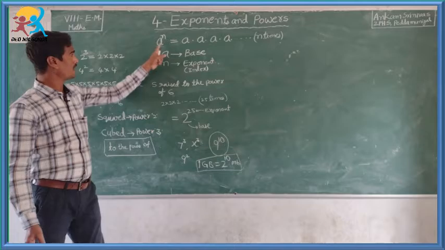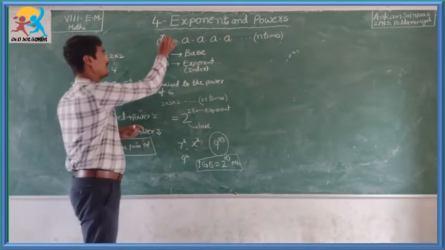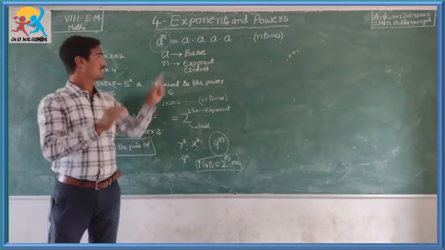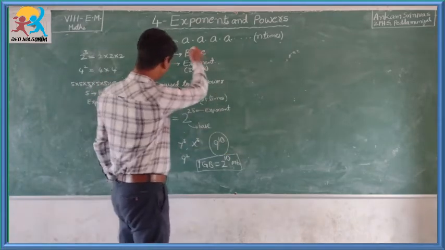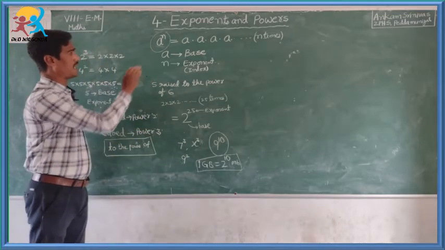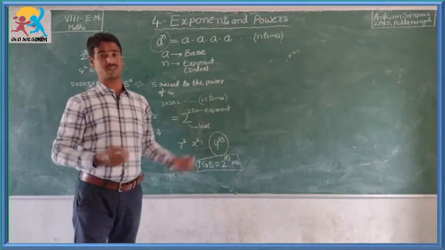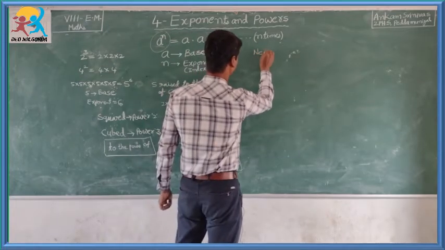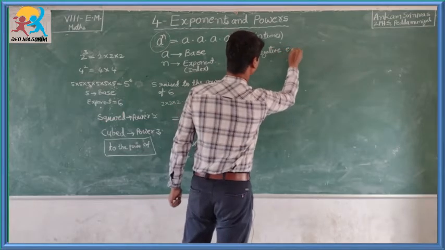In a to the power of n, a is the base and n is the exponent. This whole part is called the power. So in all cases we have taken positive exponents. If I take a negative exponent, what happens? Negative exponent.